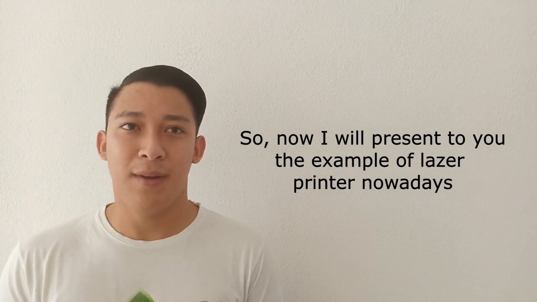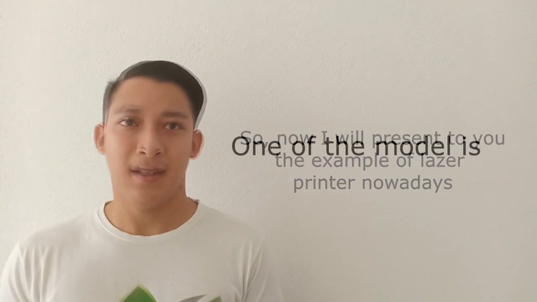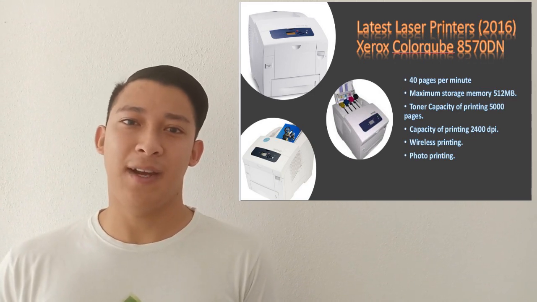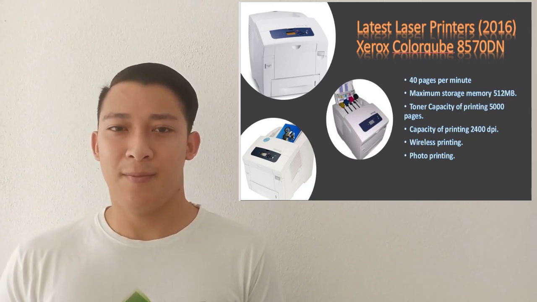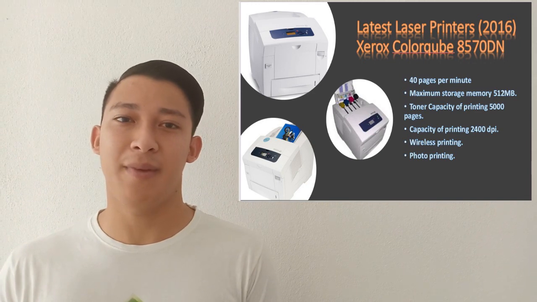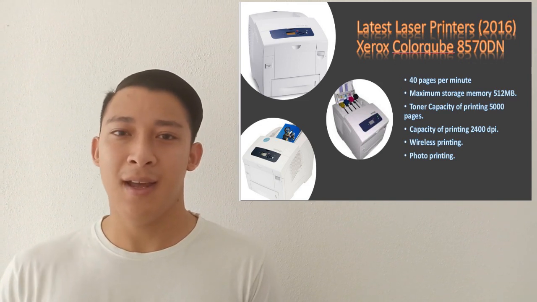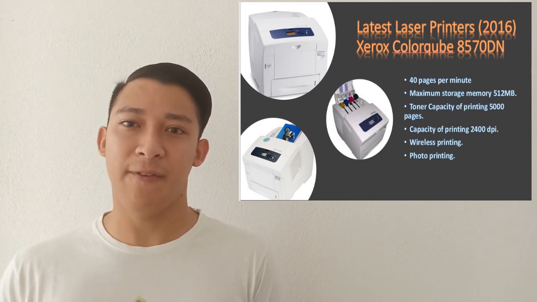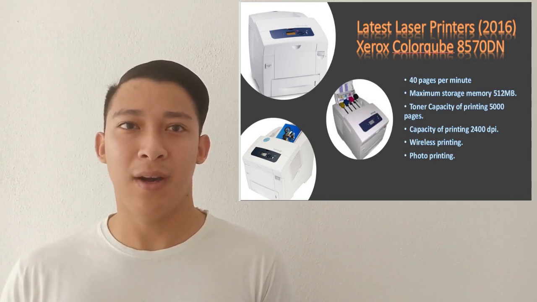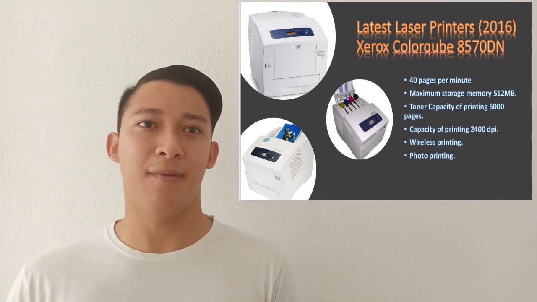So now I will explain to you about examples of laser printers nowadays. One of the models is the Xerox ColorQube 8570TN. The characteristics of this printer are that it can print 40 pages per minute, and its maximum storage memory is 512 megabytes. It has a total capacity of printing 5,000 pages. Then the printing resolution is 2,400 dpi. It has wireless printing and it can also do photo printing.